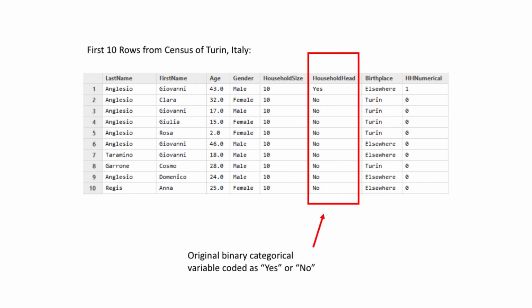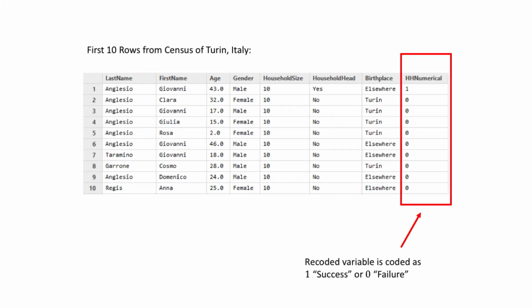This is what our data set looks like. Now the key point here is that this is a census. So we have the entire population of Turin, Italy in 1705. This is the original binary categorical variable. People are coded as yes or no, are you the head of the household or not? And we're showing here the first 10 rows. What we can do is recode this variable in terms of 1s and 0s. That's all we've done here. We've changed this categorical variable into a discrete numerical variable where every person who gets a value of yes is now coded as 1, and everyone who has a value of no now gets a value of 0.